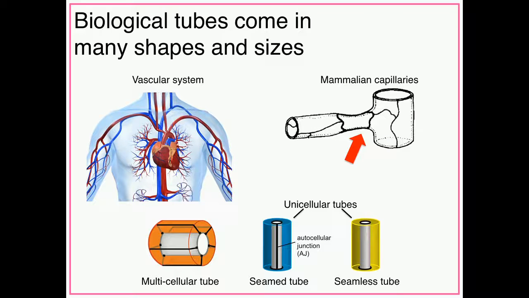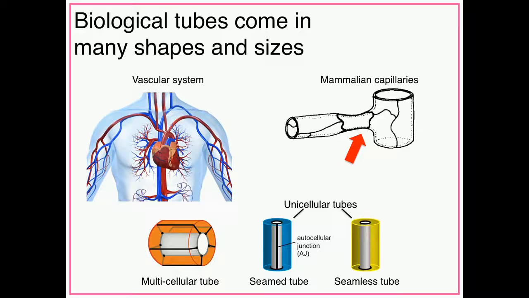Biological tubes transport liquids and gases throughout our bodies. And these tubes overall have the same general organization, with an apical surface lining the lumen and a basal surface outside. But they come in dramatically different shapes and sizes. The very smallest tubes, such as those found in capillary beds, can be unicellular, meaning they're composed of only one cell with an intracellular lumen. And these tubes can be either seamed, meaning they have a junction along their length, or seamless, meaning they have no junction along their length.